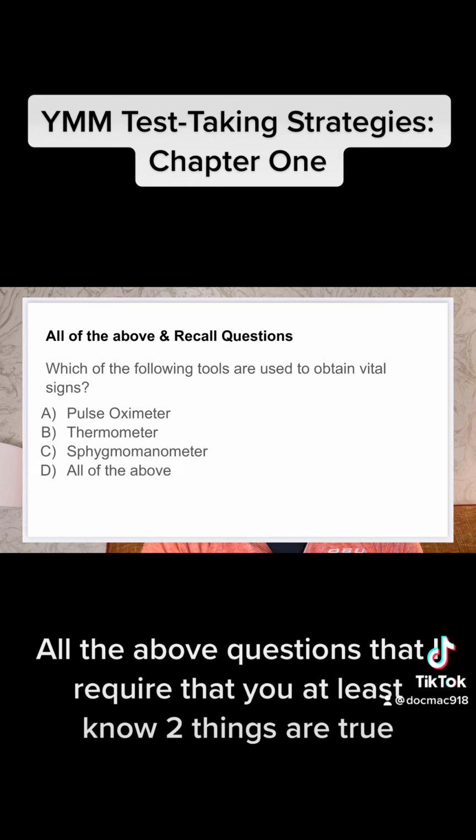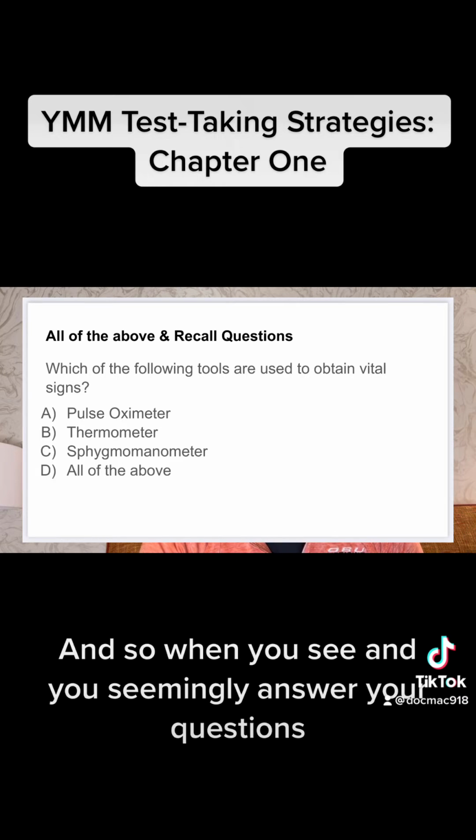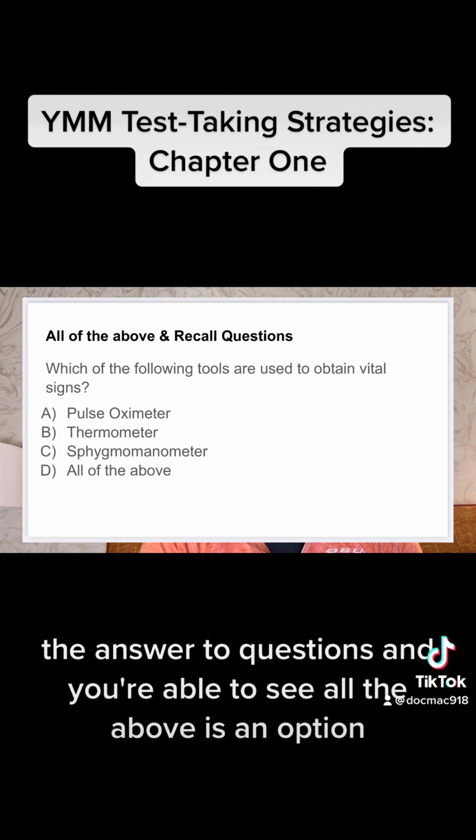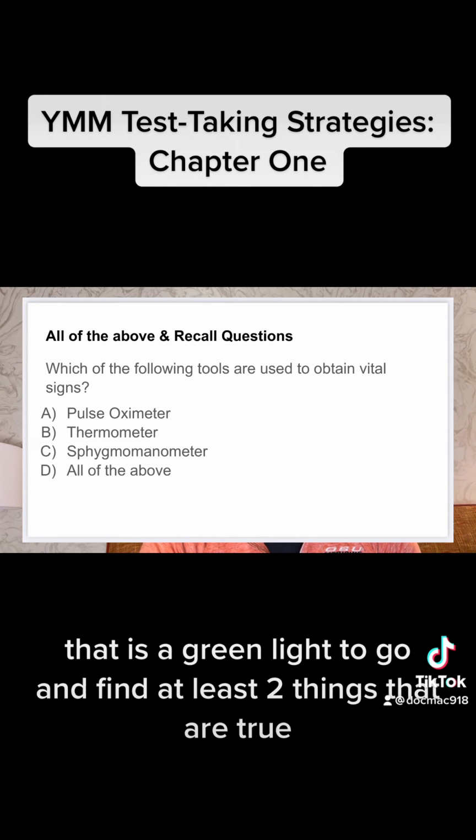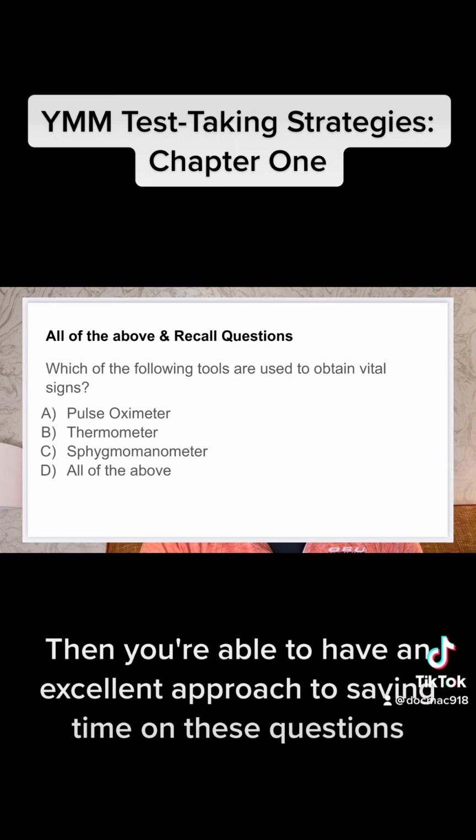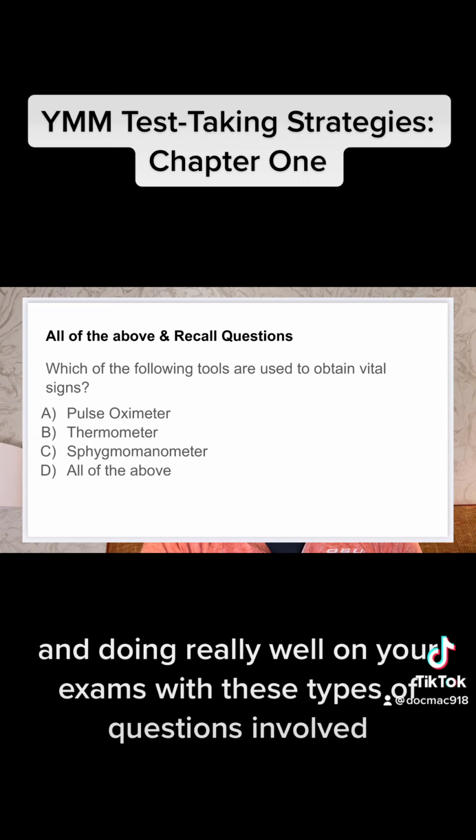The all of the above question is going to require that you at least know two things are true. So when you're skimming the answers to questions and you see all of the above as an option, that is a green light to go and find at least two things that are true. If you can establish that, then you have an excellent approach to saving time on these questions and doing really well on your exams with these types of questions involved.